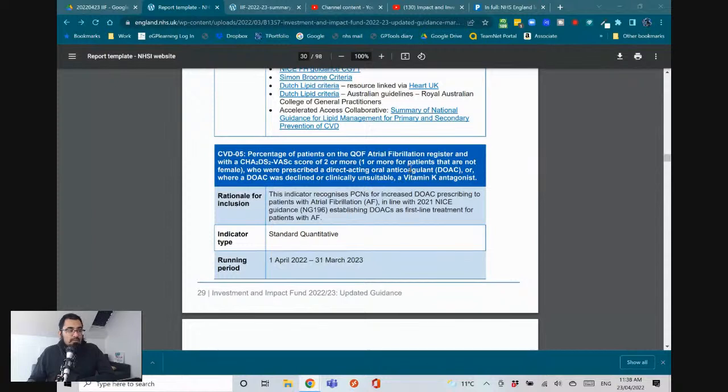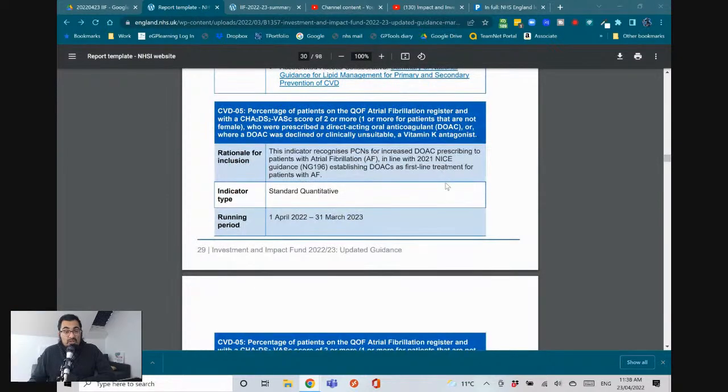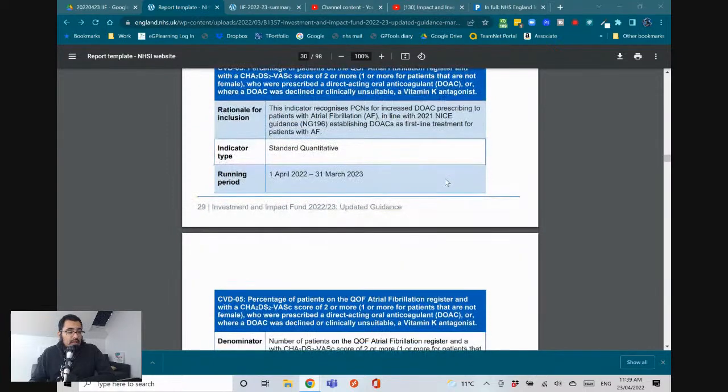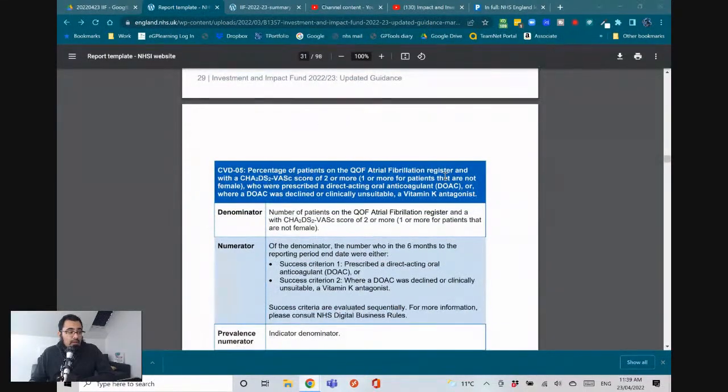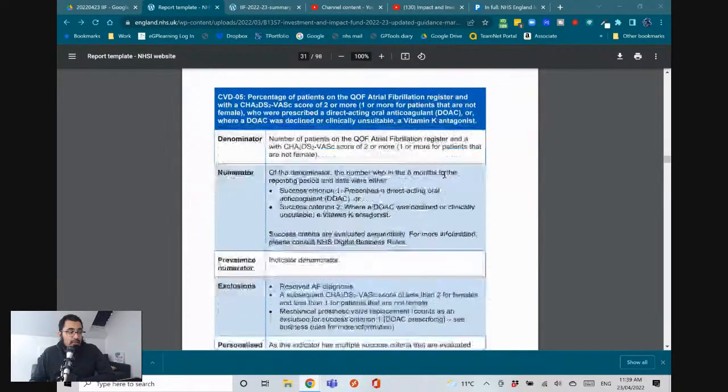CVD05: patients on the QOF atrial fibrillation register with a CHA2DS2-VASc score of 2 or more, or 1 or more in patients that are not female, who are prescribed a direct anticoagulant, a DOAC basically, or where a DOAC was declined or clinically unsuitable. So this is basically trying to help prevent strokes by making sure that these patients are on DOAC treatments where clinically suitable, and that's what the CHA2DS2-VASc score indicator does. It's a standard quantitative indicator. It talks about the criteria there.